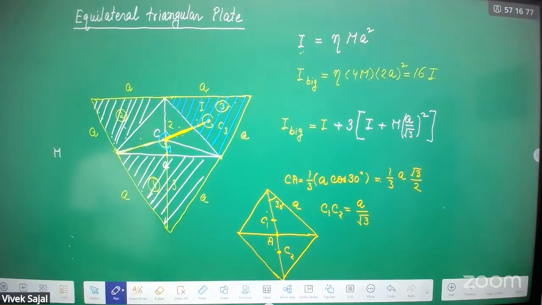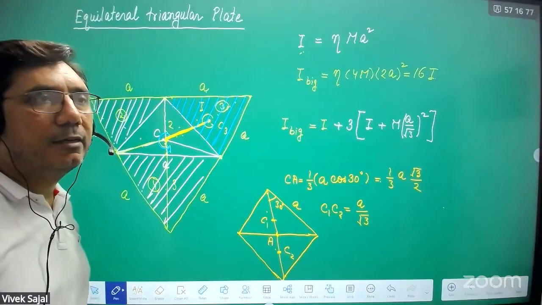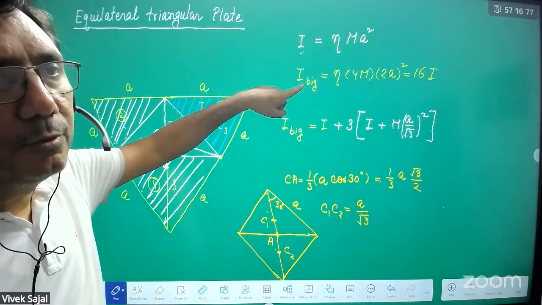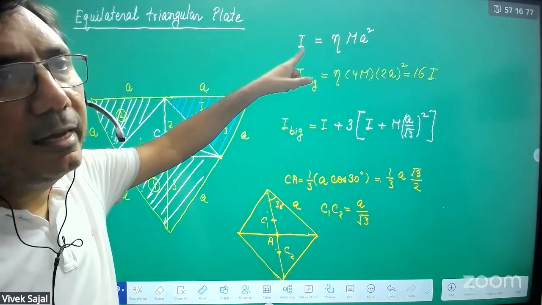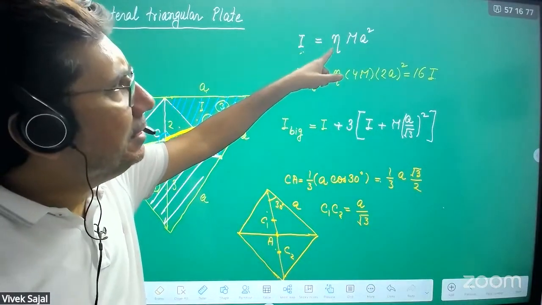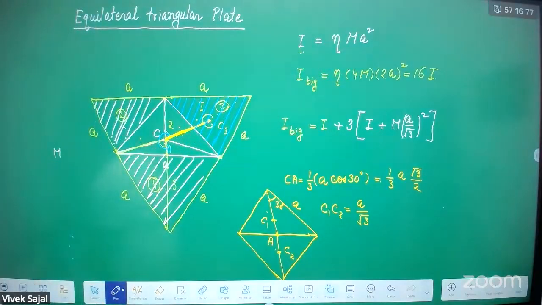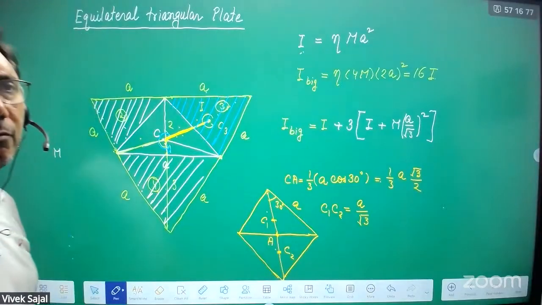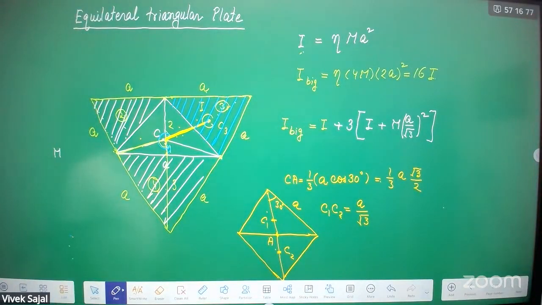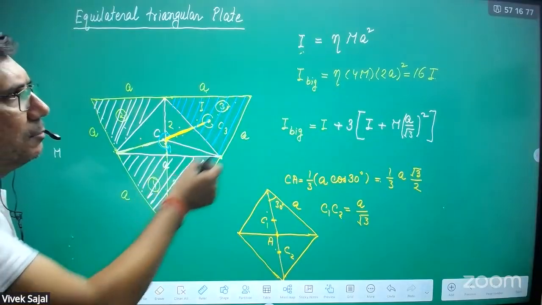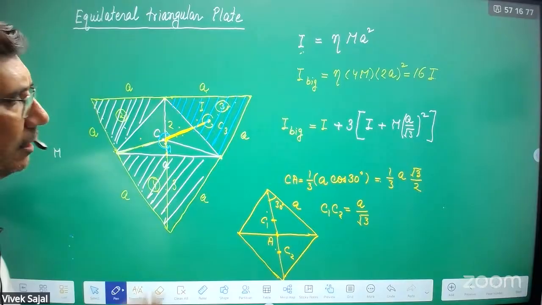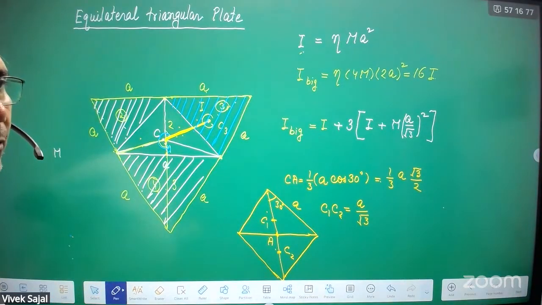So you have found the moment of inertia of this larger equilateral triangle in 2 ways. First, I apply the formula that I have assumed. I have assumed that for an equilateral triangle, the formula will be eta MA square. I'm clear about MA square, but I'm not clear about this eta. I don't know this eta. I want to find out this. Now, if you are creating this big picture, the same formula I apply, and this is 16I. In another way, I can also calculate it.